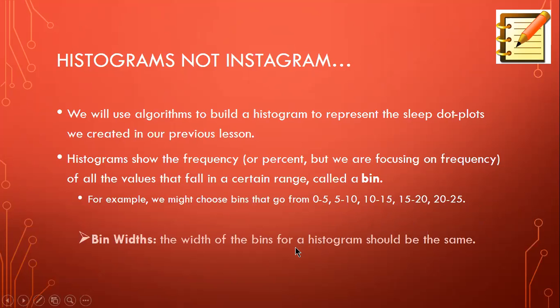If my bin width was 2, I would go by 2. So I would go 0 to 2, 2 to 4, 4 to 6, 6 to 8, 8 to 10, and so on. If my bin width was 10, I would go 0 to 10, 10 to 20, 20 to 30, 30 to 40, 40 to 50. And those are the intervals that I'm using to count how many data values showed up in that interval for that bin. Okay, so I'm going to give you guys another minute to finish writing this.